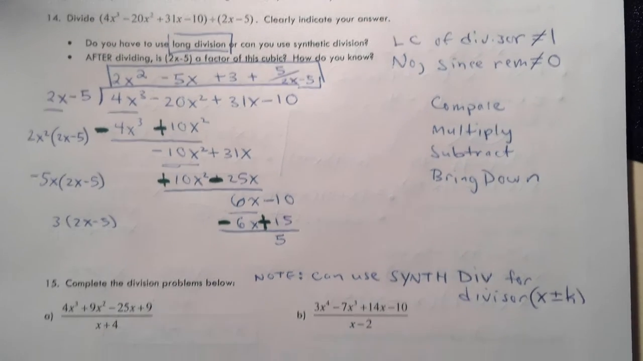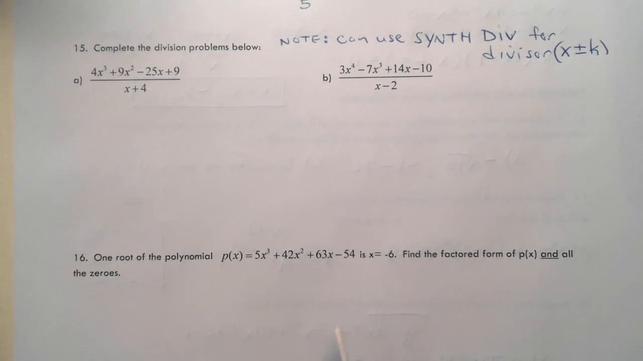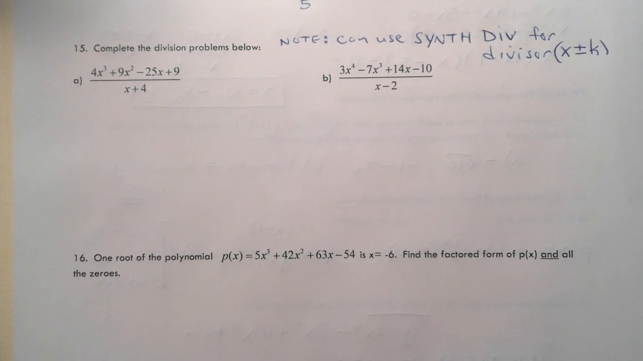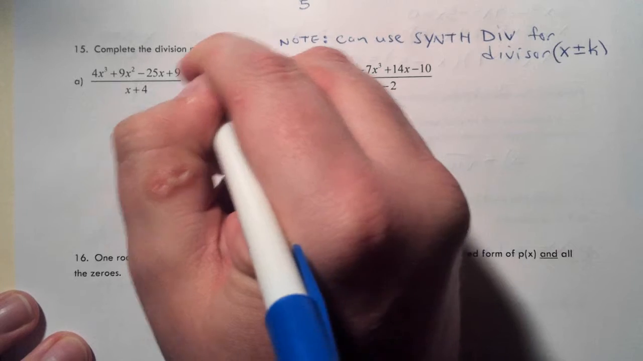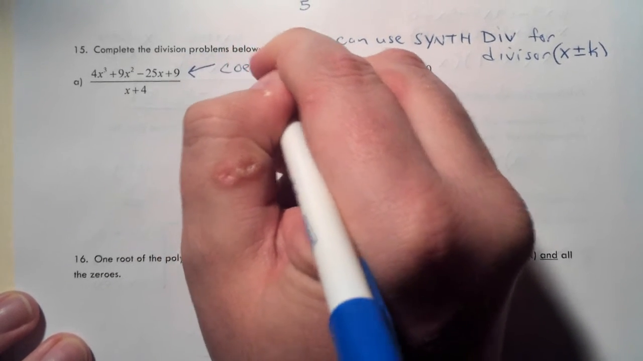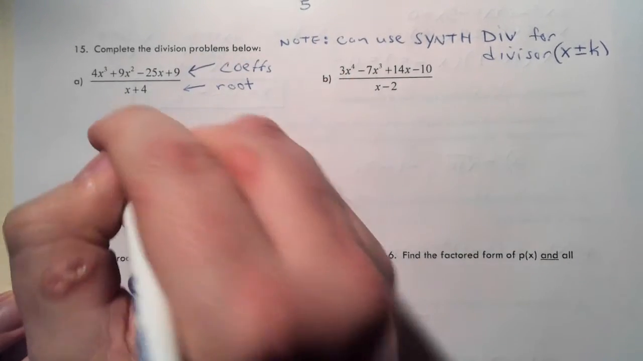Now I'm going to move on. I got 3 more problems to do here. Now note, for both of these, I see my divisor is x plus 4 or x minus 2, and I remind myself, as I asked for the first problem, whenever my divisor is just x plus or minus some number, that means that I can use synthetic division. So what I'm going to do here from the dividend, the thing I'm dividing into, I will take the coefficients only. And from my divisor, what I will take is its root, or 0.